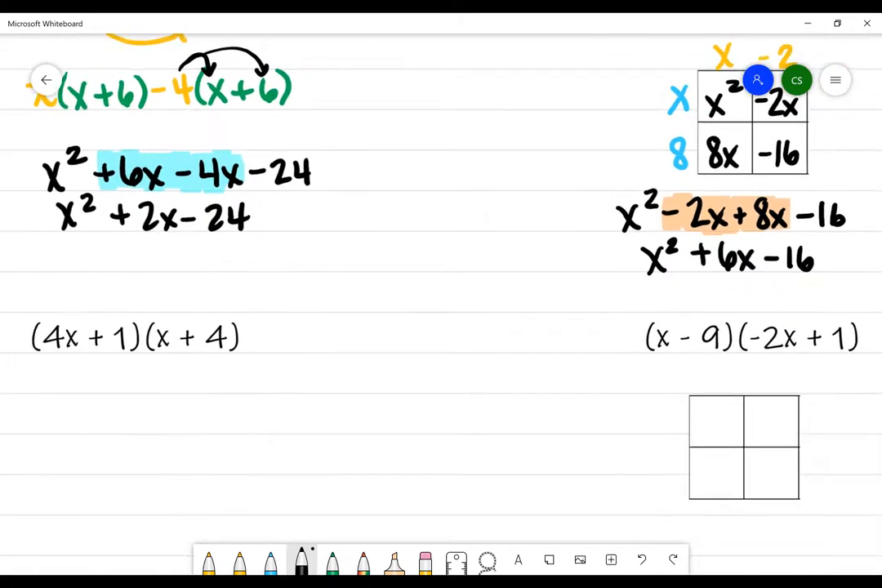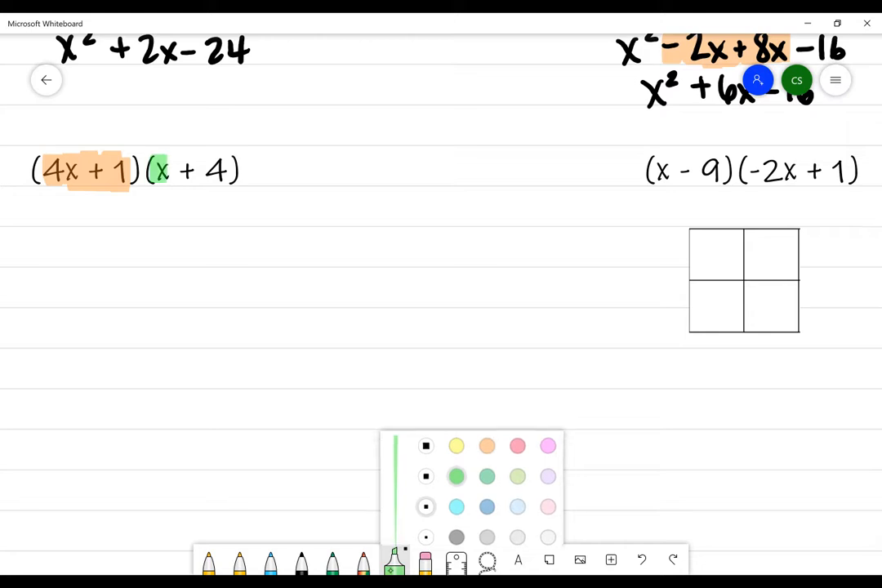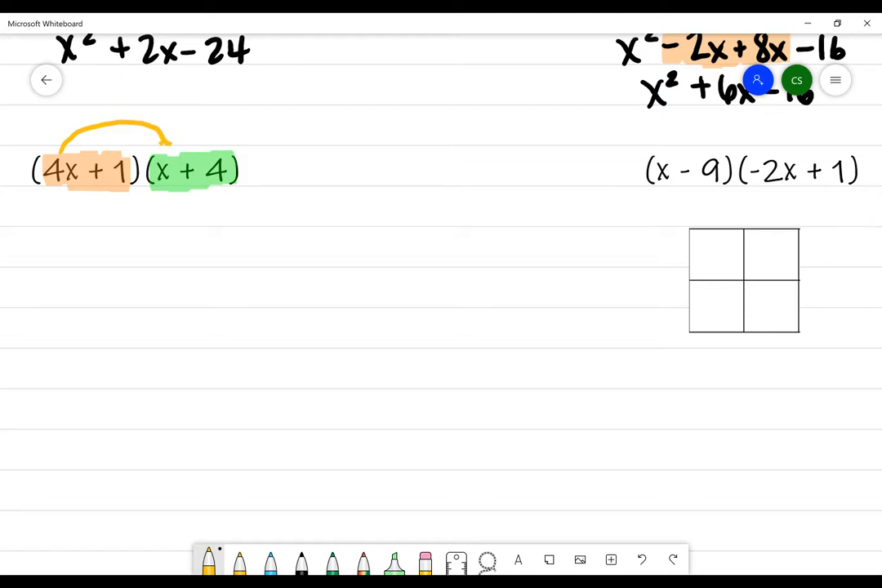All right, let's do 2 examples when I have some coefficients, and we'll call it a day. All right, 4x plus 1 times x plus 4. Same old. I'm multiplying each term in the first polynomial to the entire second polynomial. So that means I'm taking 4x and multiplying it to x and 4. And I'm taking +1 and multiplying it to x and x plus 4.